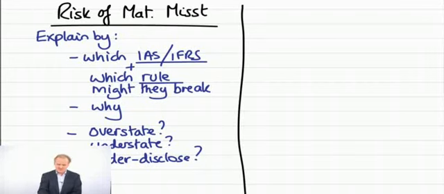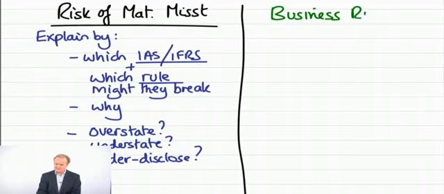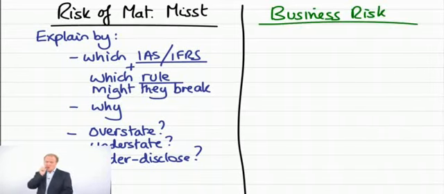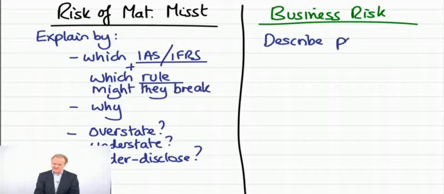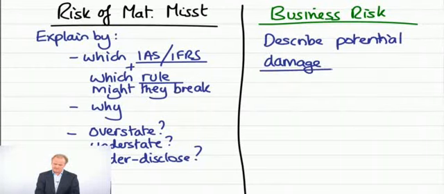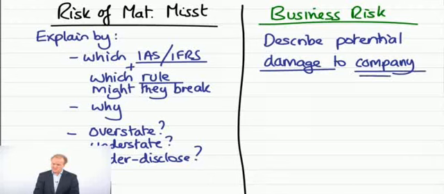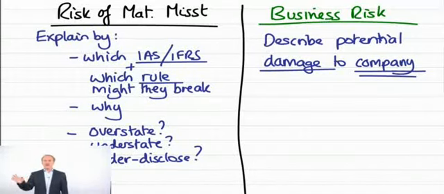So that's the risk of material misstatement. If the question says business risk, then all you've got to do with this one is describe the potential damage to the company. So stop thinking about debits and credits and just talk about the potential damage to the company.